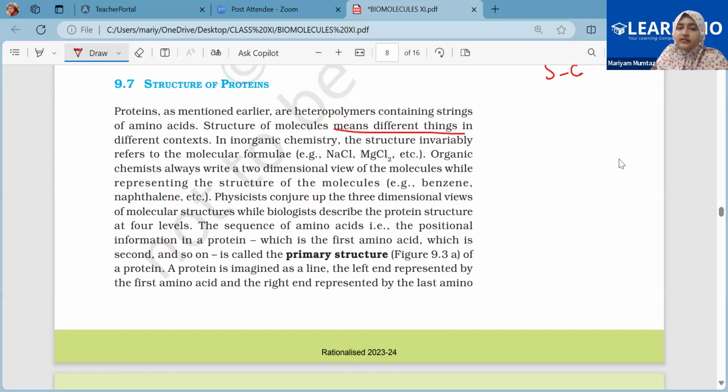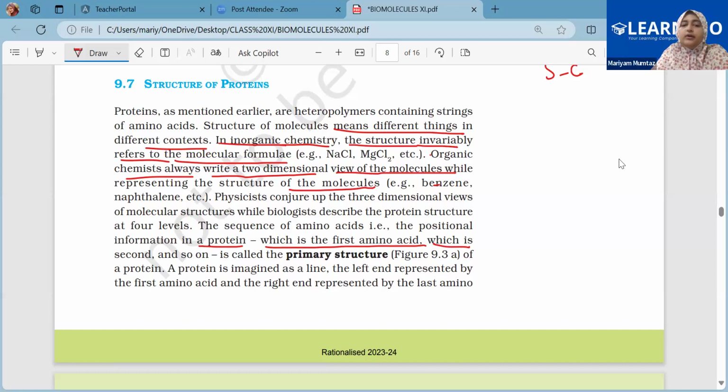Structure of molecules means different things in different contexts. In inorganic chemistry, the structure invariably refers to the molecular formula. Organic chemists always write a 2D view of the molecule while representing the structure of the molecule, such as benzene, naphthalene, etc. So now we'll also talk about the structure of proteins, how it looks in different stages. Now, the sequence of amino acids, the positional information in a protein, which is the first amino acid, and then which is the second, we'll talk about in that way.